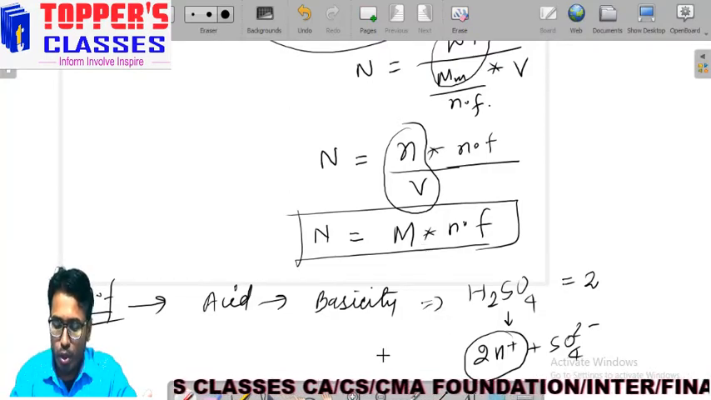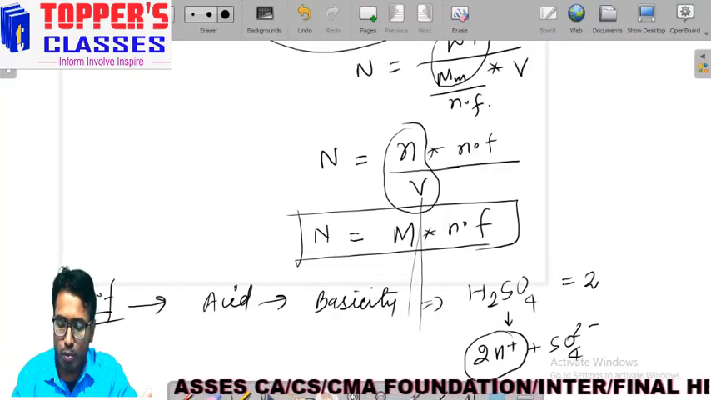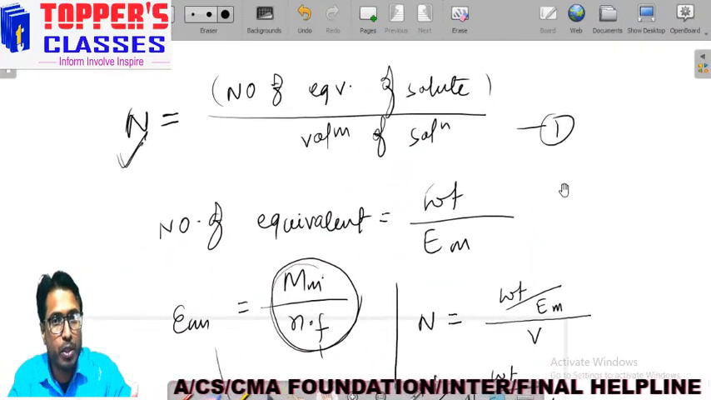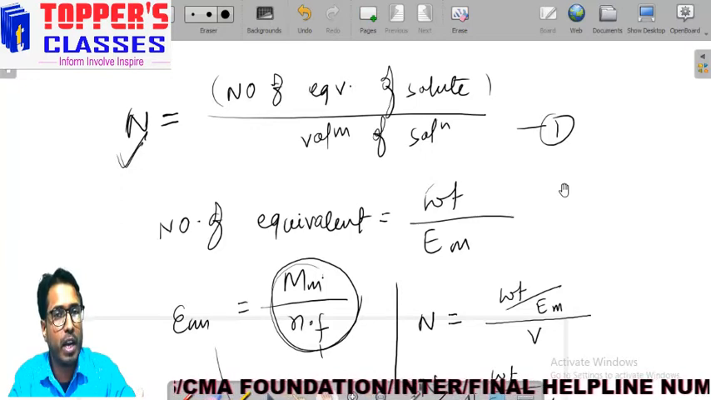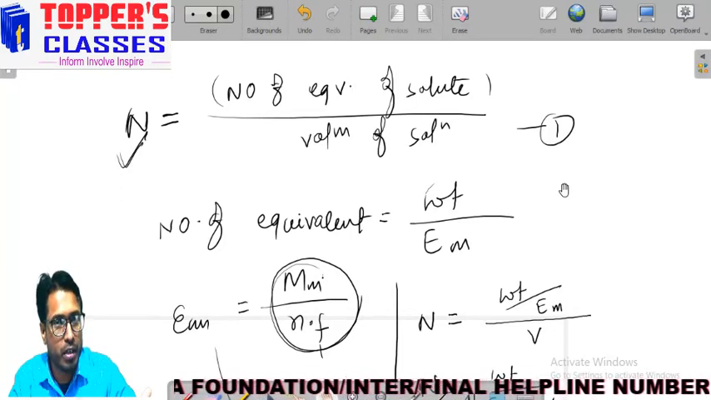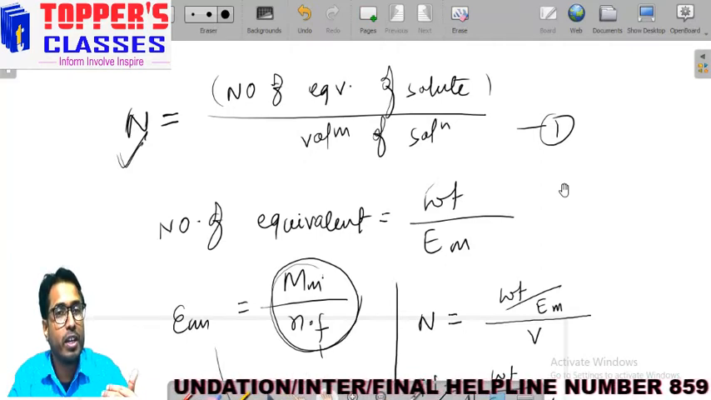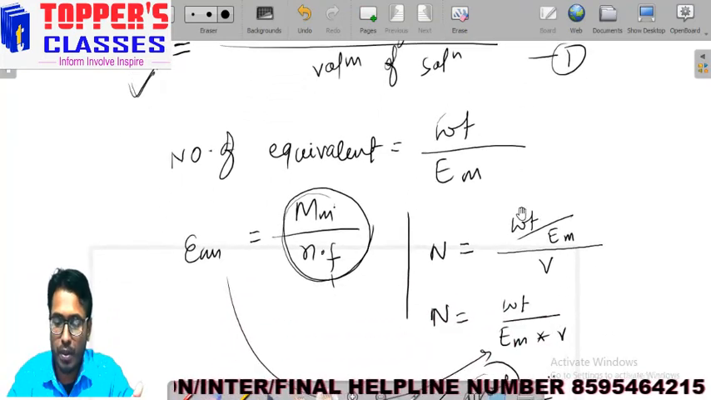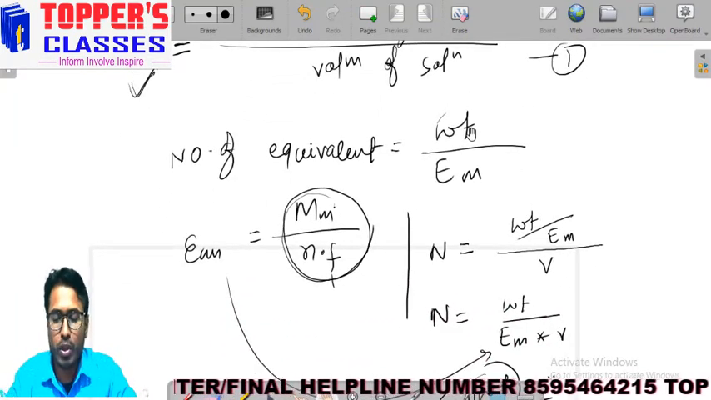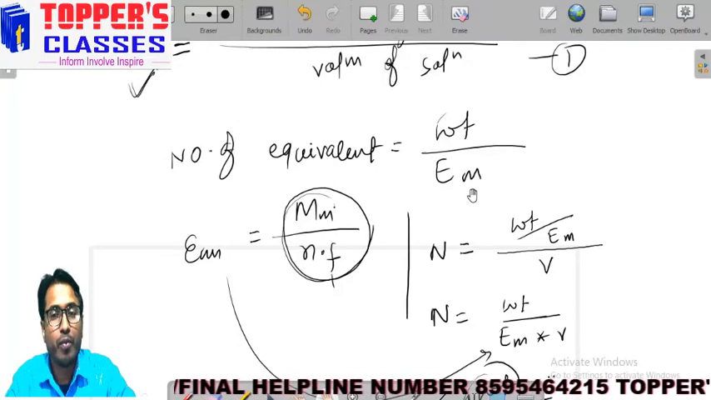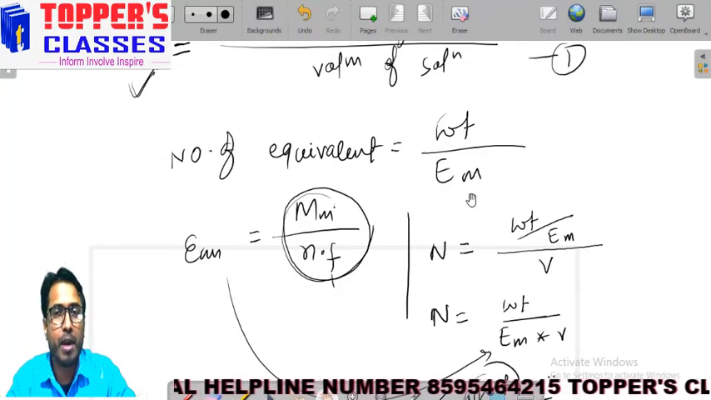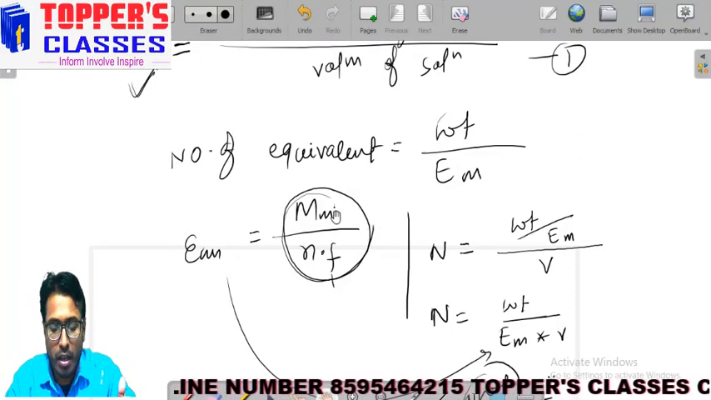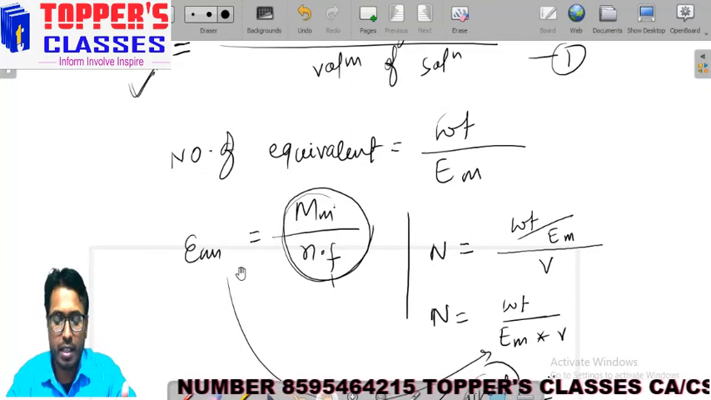So I hope you got it. Let us look once more from the beginning. What did we learn? We discussed the normality of the solution. Normality is number of equivalents of solute to the volume of solution. Again, here we tried to understand the number of equivalents. Number of equivalents is equal to weight of the solute to the equivalent mass. And equivalent mass is the molar mass of the solute divided by n factor.